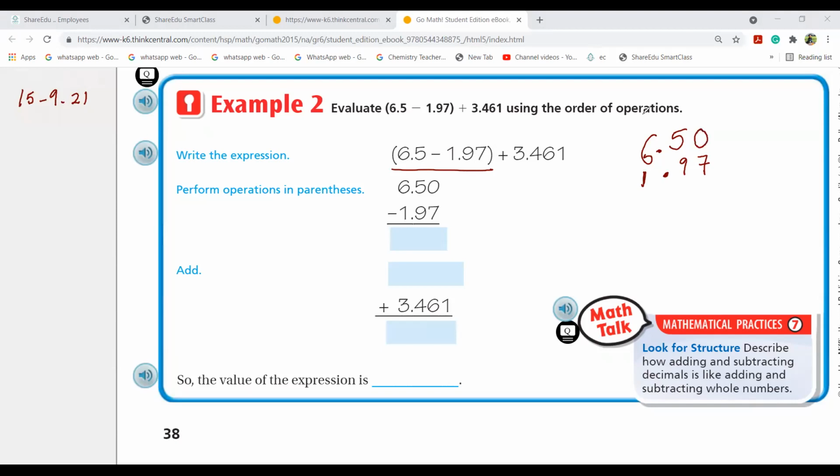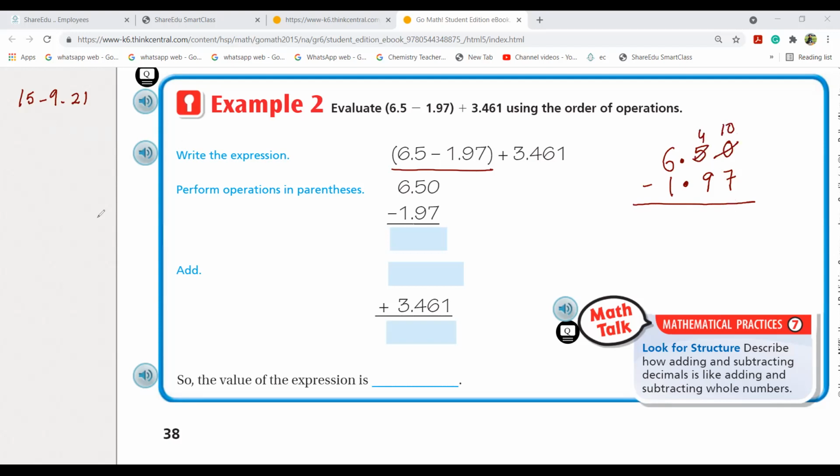Again, please look onto the screen. Everyone, I write the first number 6.5. The next number is 1.97. Take care that the points are in the same line. Put a 0 here, minus it. How do you minus it? By regrouping, because you cannot take out 7 balls out of 0 balls. So you regroup them.